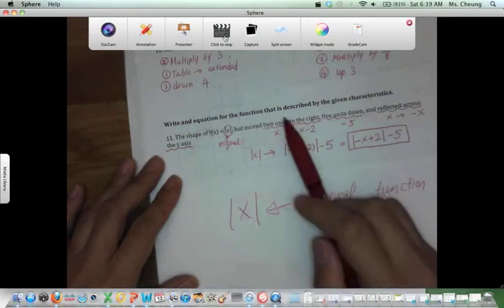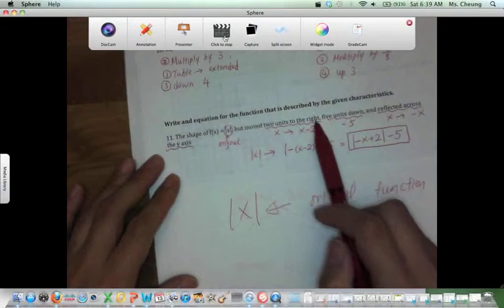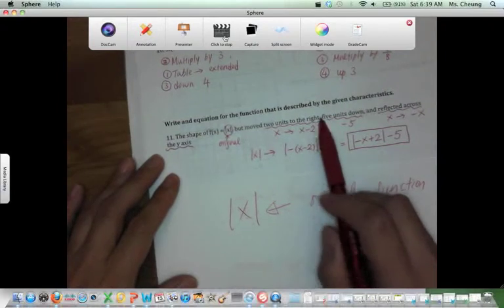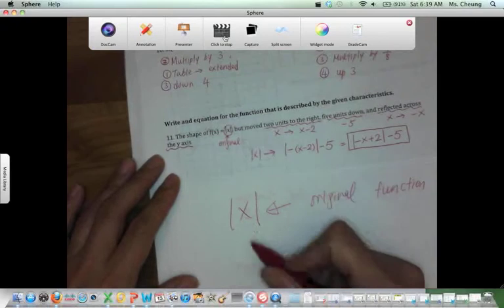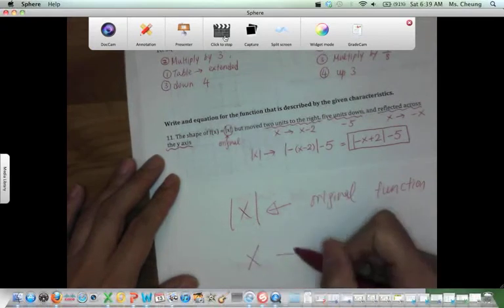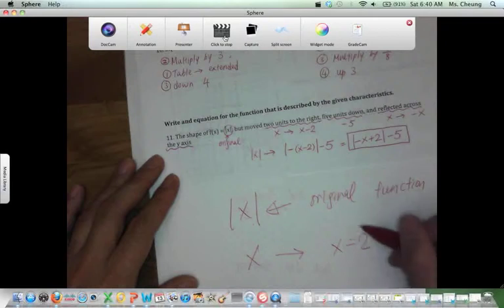After that, I'm going to highlight the translation, which is 2 units to the right. When it's going sideways, it's the opposite. I'm affecting the x. So x becomes x minus 2 because you're moving to the right, but the negative 2 is the opposite.